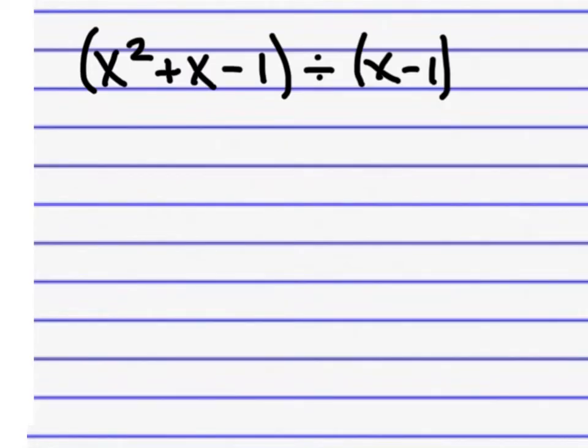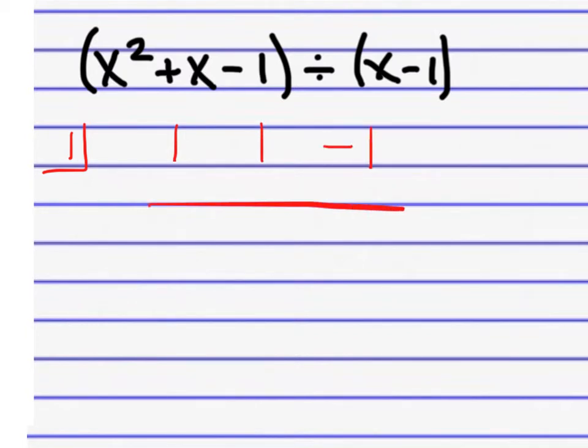x squared plus x minus 1. We will divide that by x minus 1. Notice back here you have a minus 1. So use the opposite, which is 1. Put a bracket there, and then write down your coefficients from x squared plus x minus 1, which is 1, 1, negative 1.